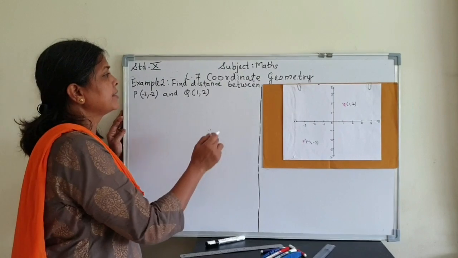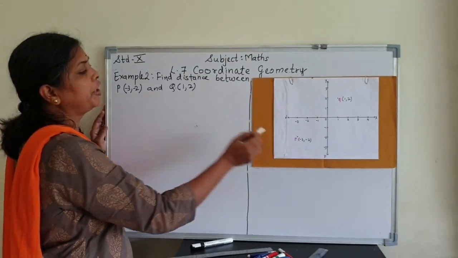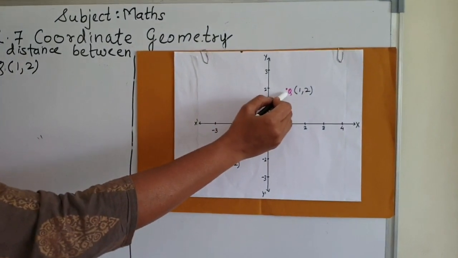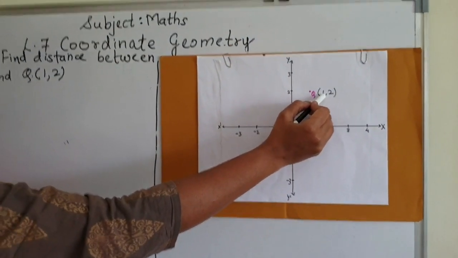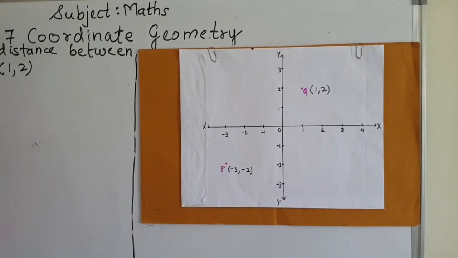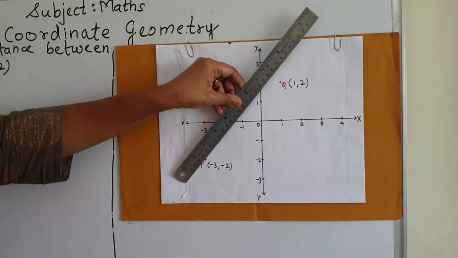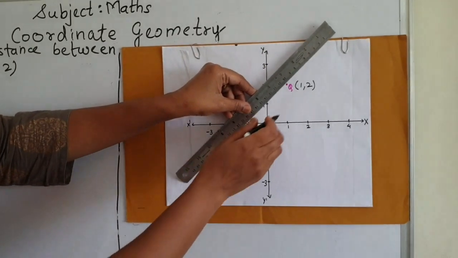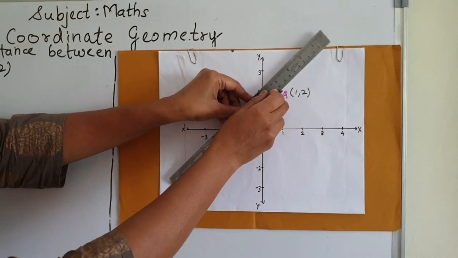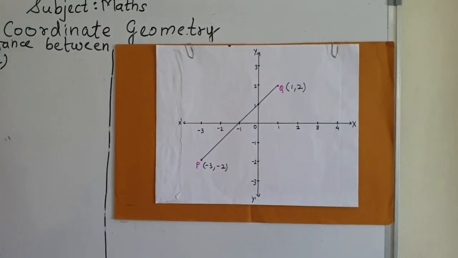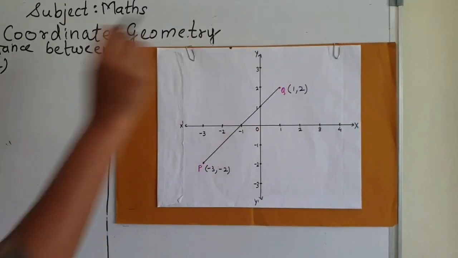Let's see the second case. Find the distance between point P(-3, -2) and point Q(1, 2). So here you can see the points are in different quadrants. P is in the third quadrant and Q is in the first quadrant. In the previous case, both the points were in the same quadrant. Now how can we find the distance between P and Q?